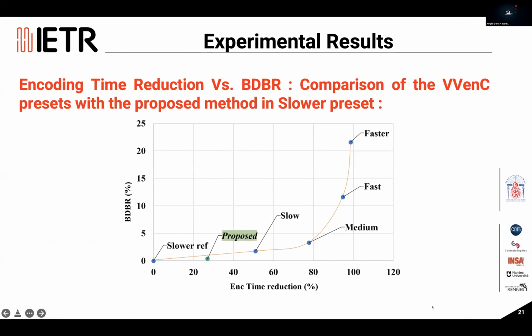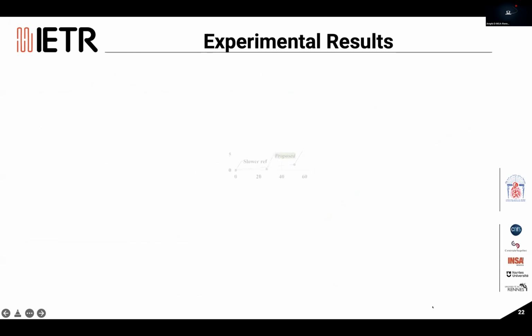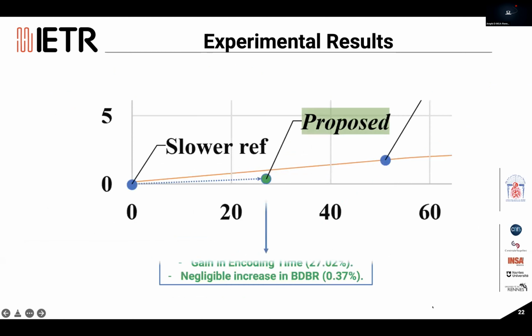To further evaluate this method, we compare it with the other predefined presets: slow, medium, fast, and faster. And as we can see here, our proposed method is under the curve, which confirms that we have a gain in encoding time with a negligible increase in the BDBR.